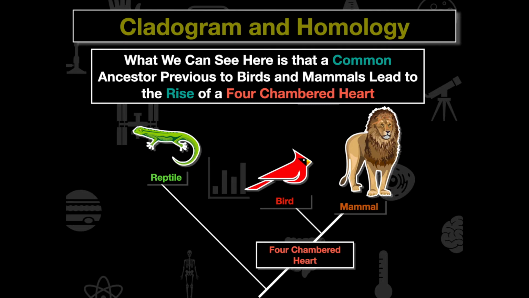What this cladogram is indicating, if we go through and read it, is there's a common ancestor after reptiles but before birds and mammals that leads to the rise of this four-chambered heart. And because of the structure of the heart, we can see that the birds and the mammals are related because, again, they have a homologous structure, or a structure that is mechanically similar between the two, that indicates that they share a common ancestor.